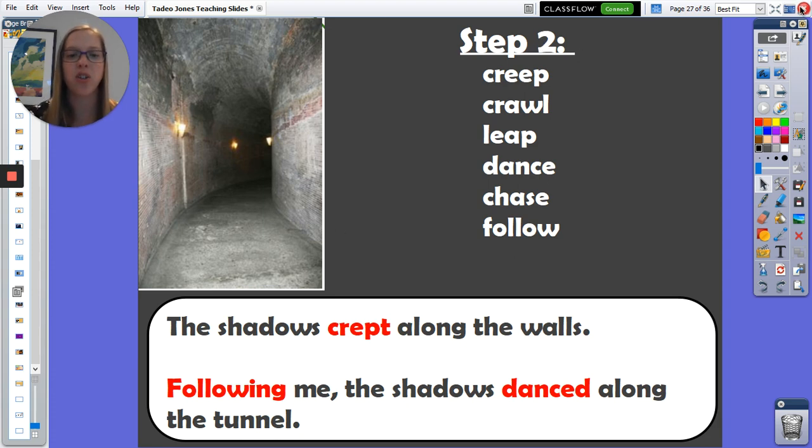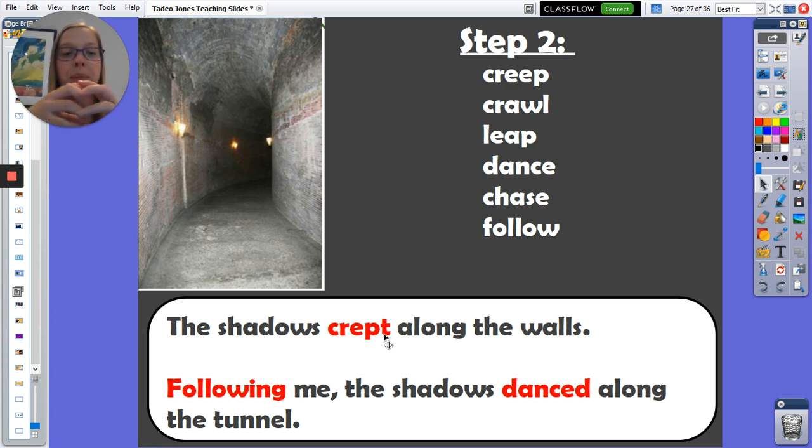Step two, we're going to try and put those verbs into a sentence. So I'm talking about the shadows. Here's my first example. I'm going to take the word creep. Creep is present tense, but I want to turn it into past tense for my writing. So I've got the shadows crept. So my noun is my shadows. Crept is the past tense of creep.